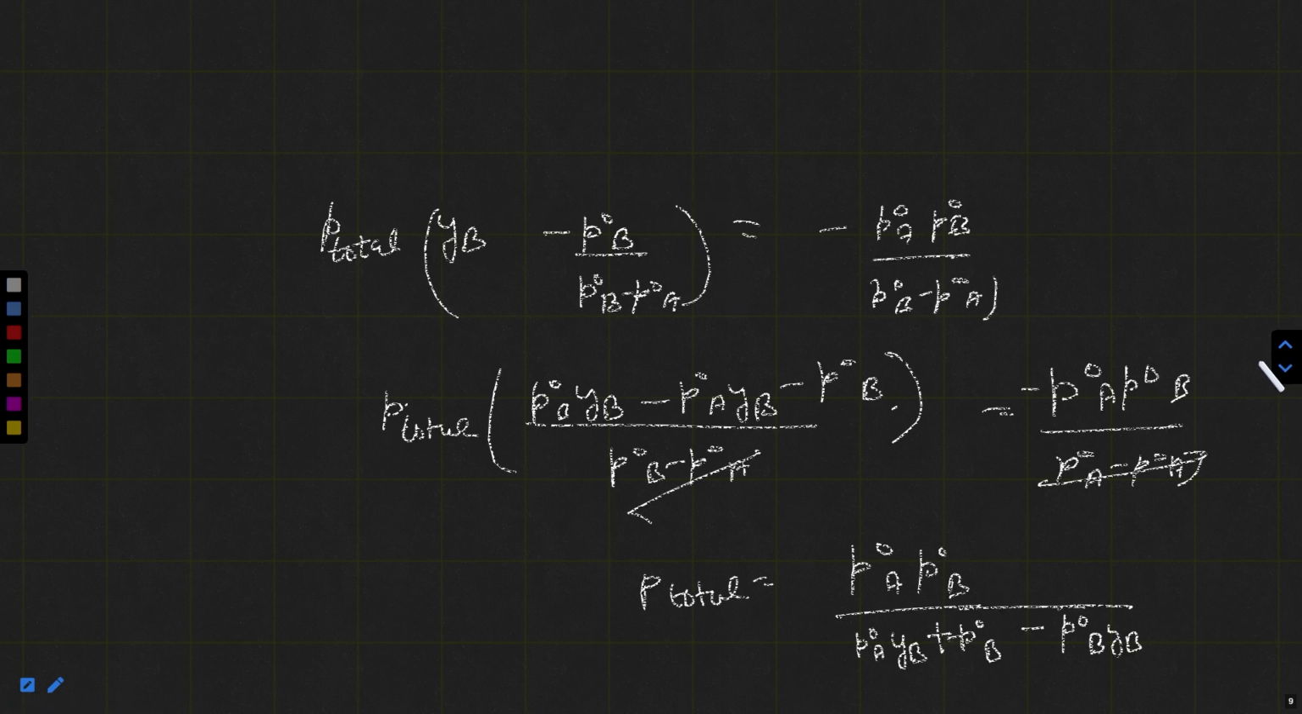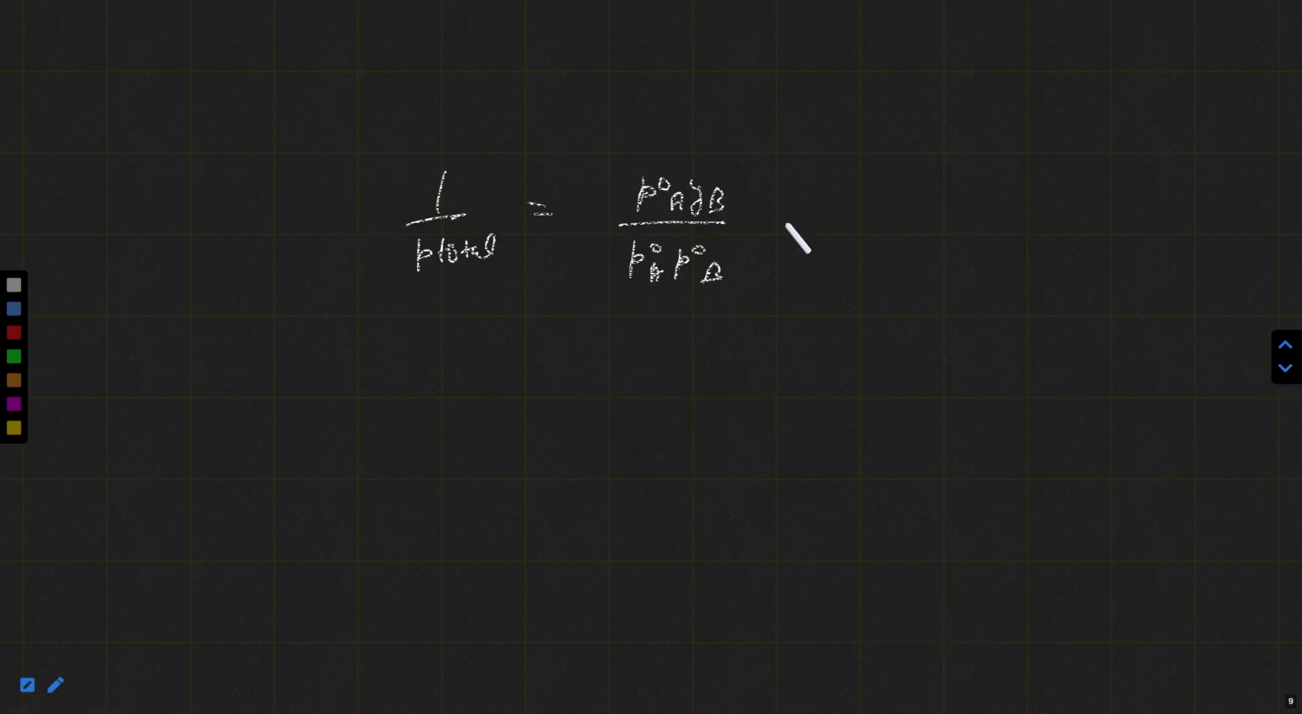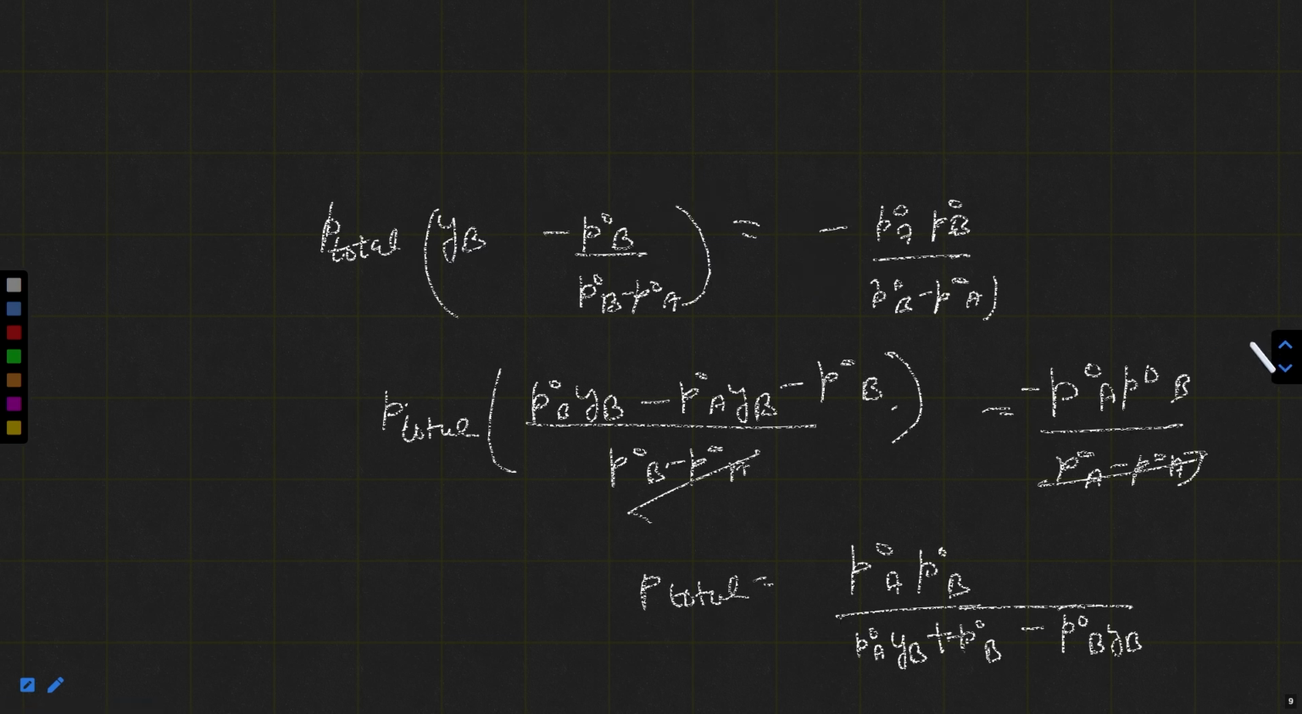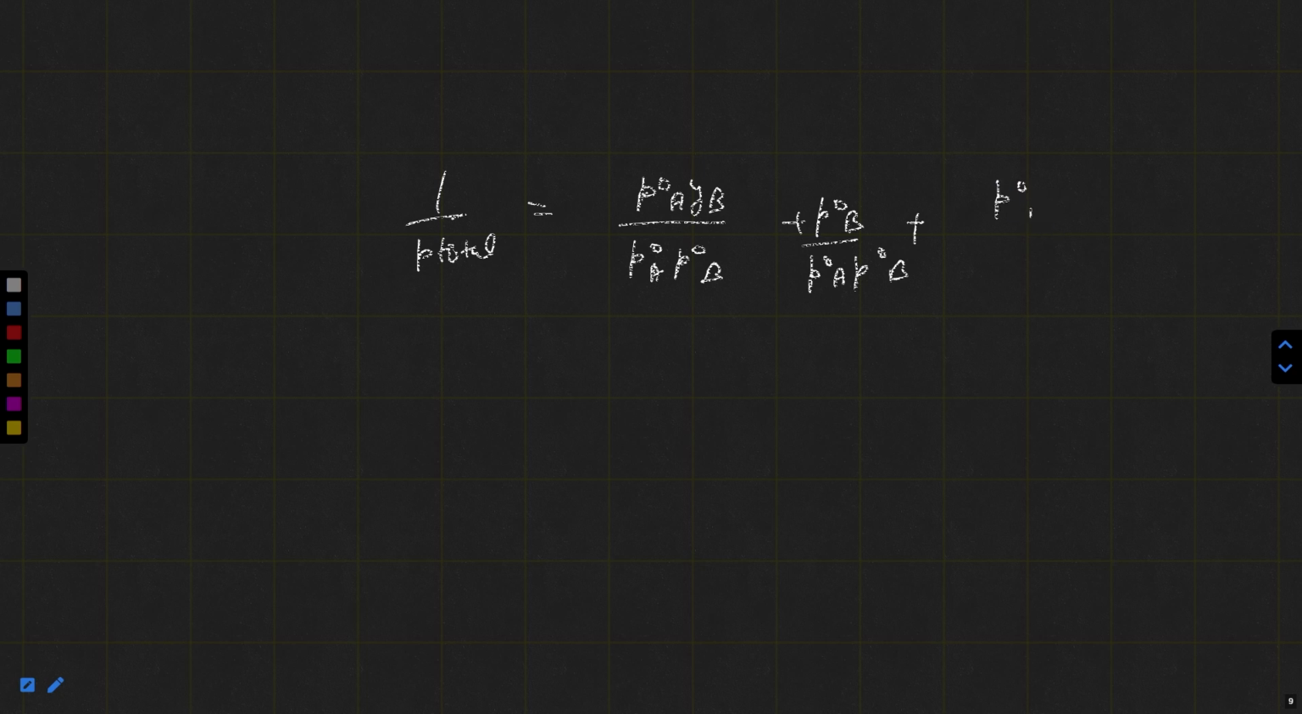Right? Then we will have plus P naught B by P naught A P naught B. At last, we will have P naught B YB by P naught A P naught B. So this will get cancelled. This will also get cancelled with this. And you will get this thing at last.